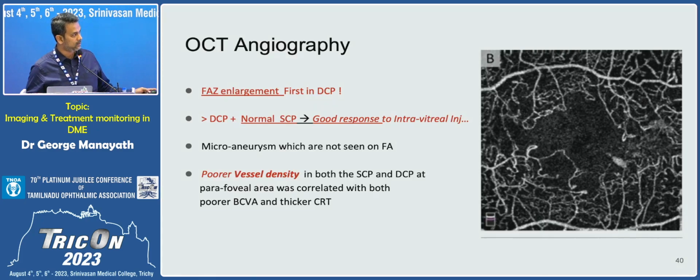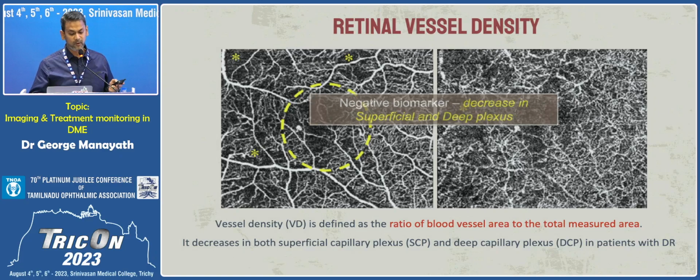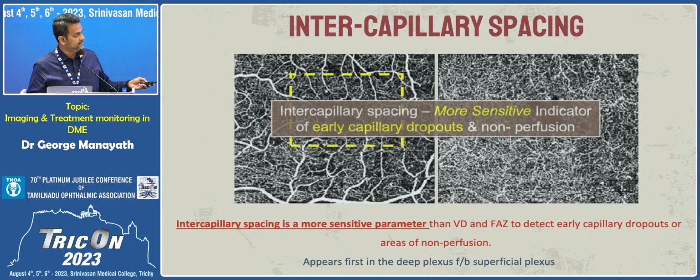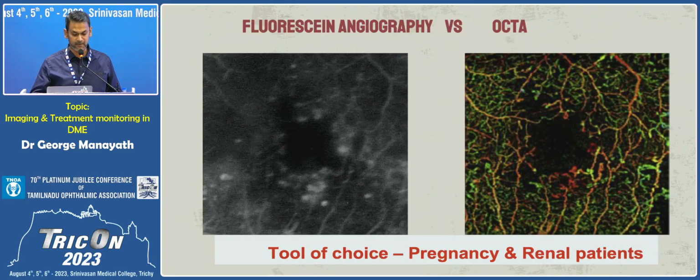Lastly, the OCT angiography, which is gaining popularity. Without dye, you see FAZ enlargement first in the deep capillary plexus. So if the patient still has a normal superficial plexus on OCTA, then you can still expect a good response to anti-VEGF therapy in DME. Also, reduced retinal vessel density on OCTA is a biomarker which can predict poorer visual outcome. And intercapillary spacing is a more sensitive biomarker for early capillary dropout and ischemia. So OCTA is important, especially in patients who are pregnant and renal patients where you want to avoid dye-based angiography.